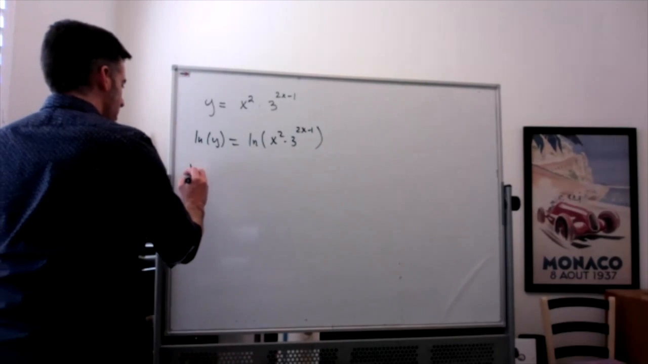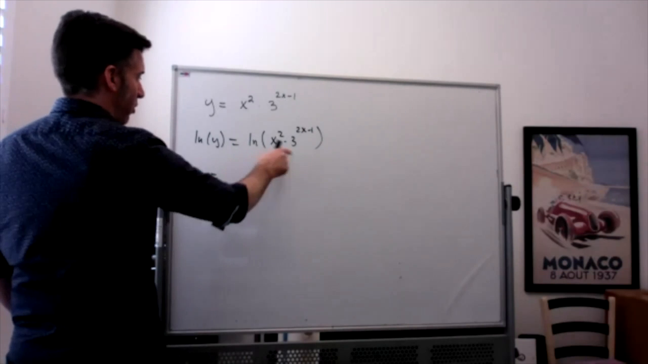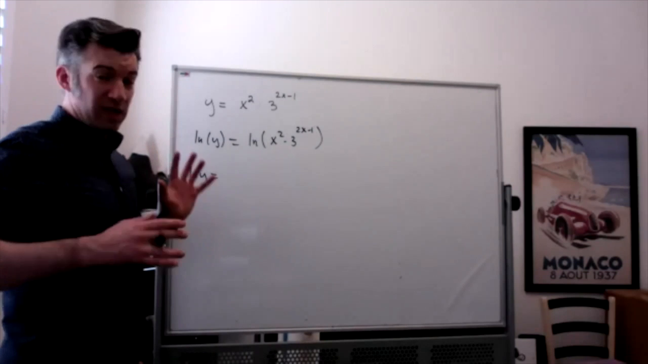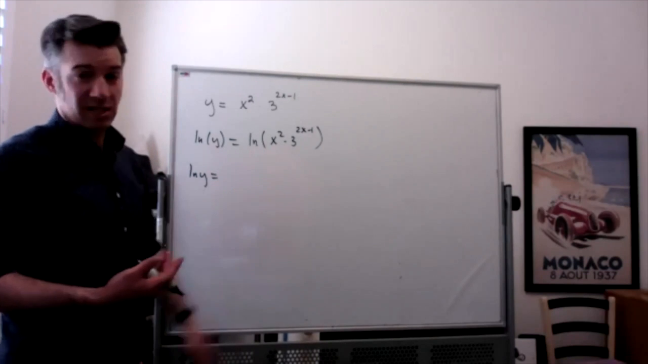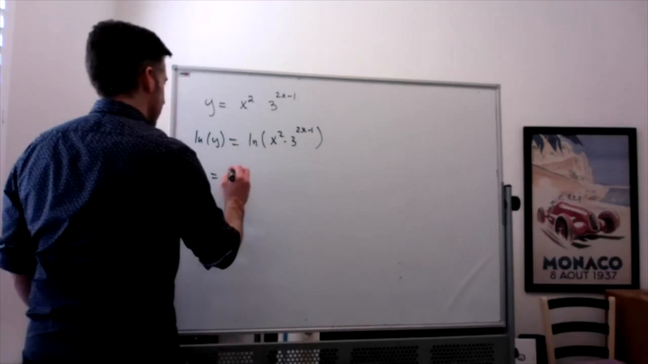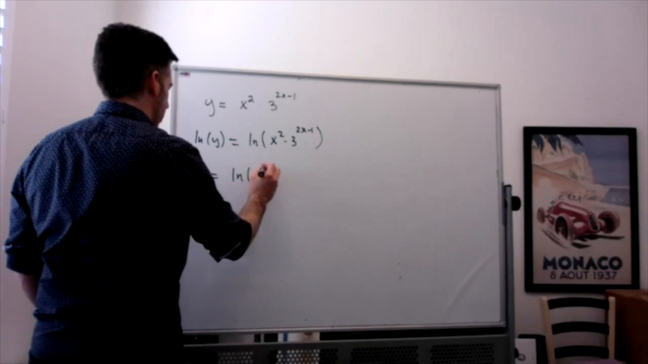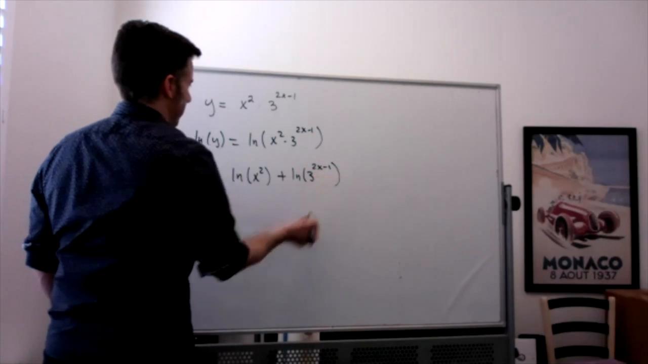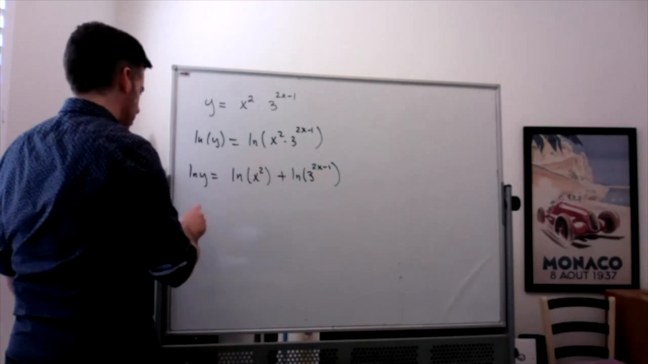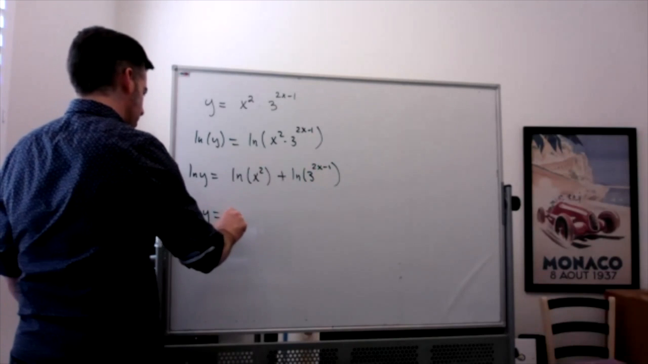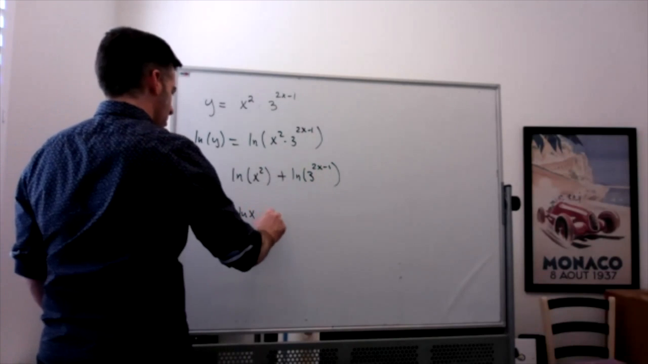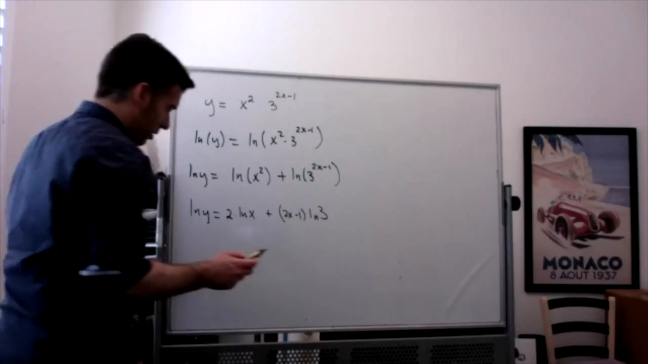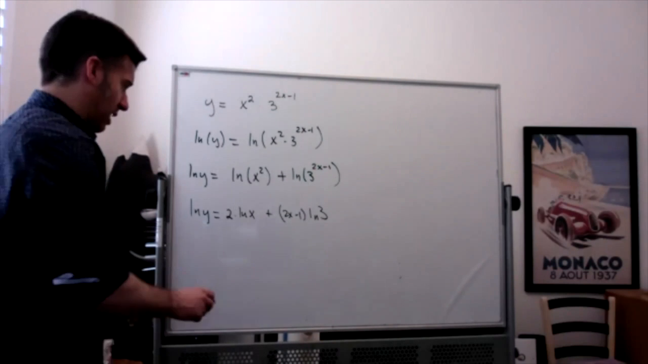So then the natural log of y equals, I'm going to break this apart before I start. The idea here is that the reason you're taking the natural log is so you can make this look simpler. I'm going to write this as the natural log of x squared plus the natural log of 3 to the 2x minus 1. And then I'm going to bring down my powers. The natural log of y equals 2 natural log of x plus 2x minus 1 times the natural log of 3. Great. Let's differentiate both sides.